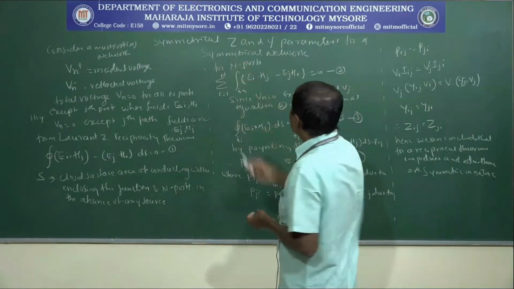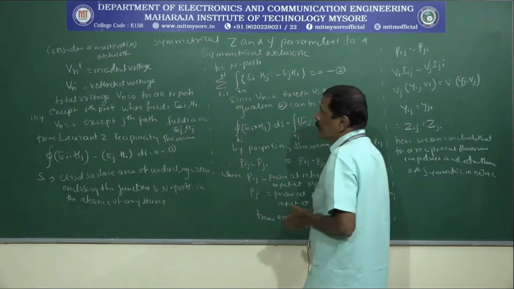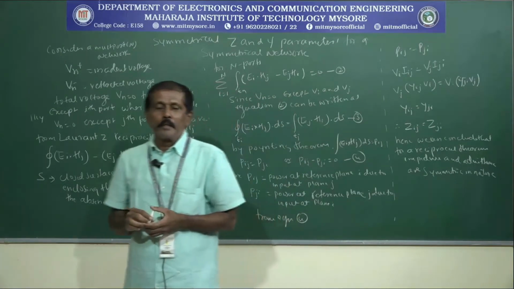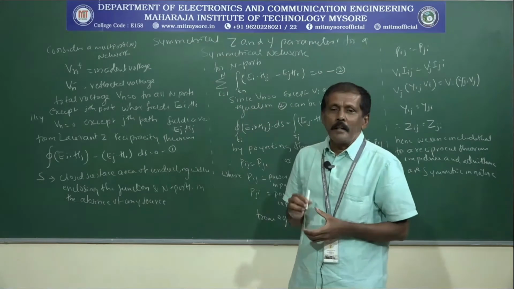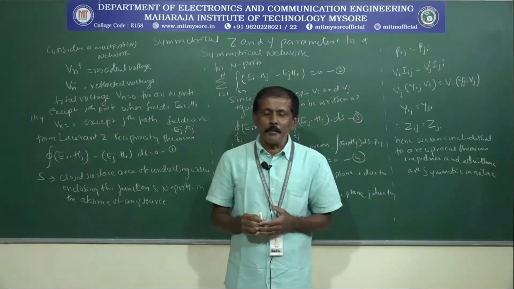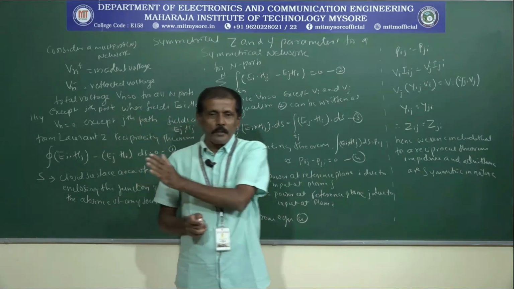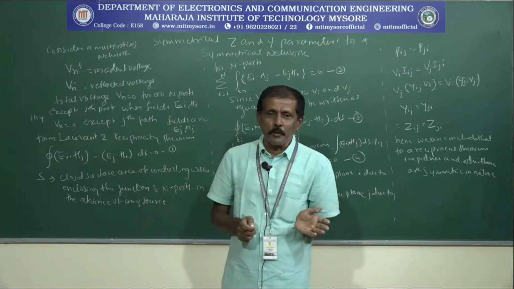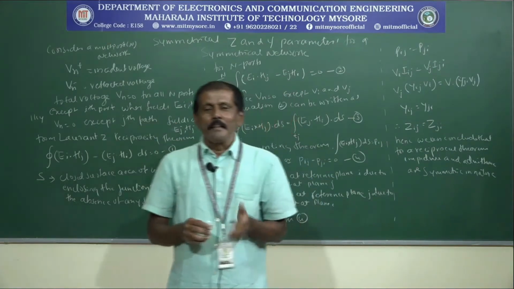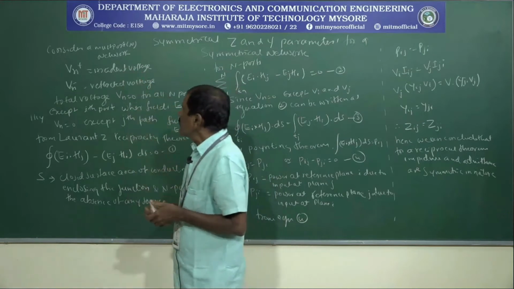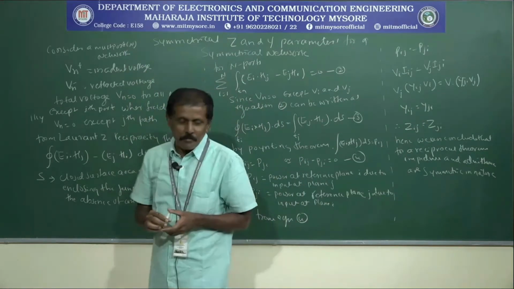So, let us consider the reciprocal network. For a reciprocal network, the transmission line characteristics are similar in either direction, from input to output or from output to input, the characteristics are similar. And now let us consider one multiport network consisting of n number of ports.